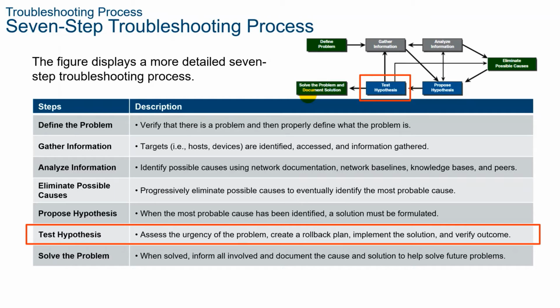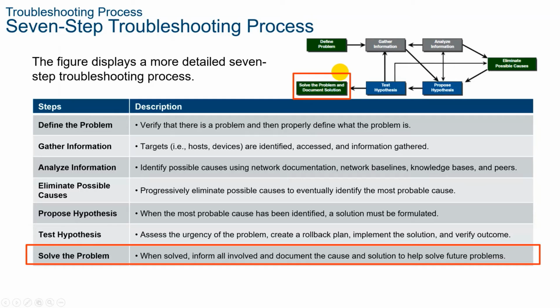Next, you need to implement the solution and verify that it has solved the problem. Sometimes a solution introduces an unexpected problem. Therefore, it is important that the solution be thoroughly verified before proceeding to the next step. If the solution fails, the attempted solution is documented and the changes are removed. The technician must now go back to the gathering information step and isolate the issue. So if you apply the corrective actions and it does not solve the problem, you need to remove the actions you imposed, and then you go back to the cycle.